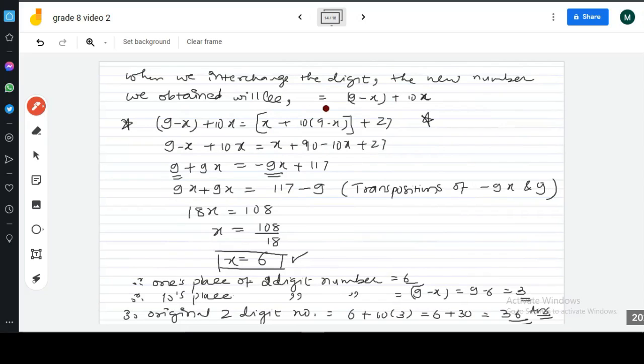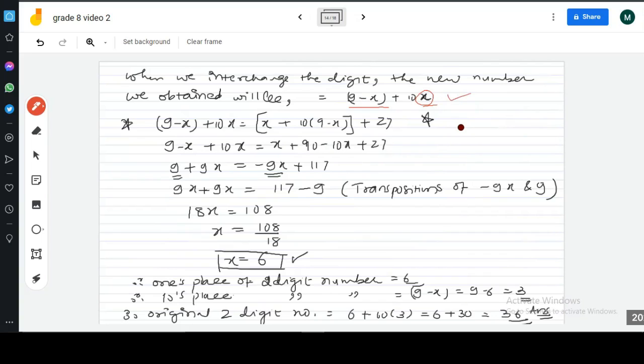So our new number we will obtain will be this one. That is 9 minus x is the ones place and x is the tens place. So the tens place should be multiplied by 10. So 9 minus x plus 10 times x will be the new number.